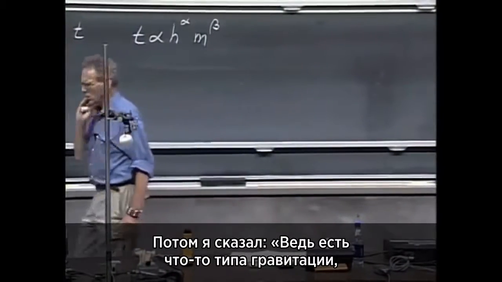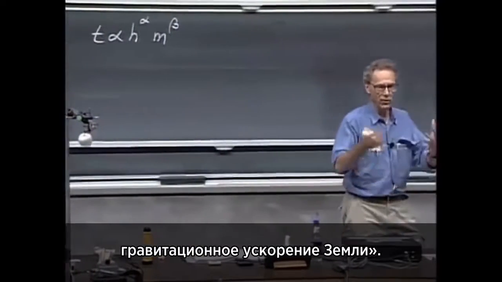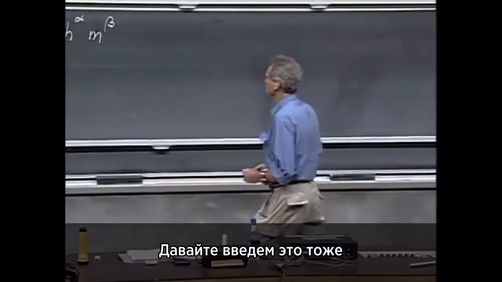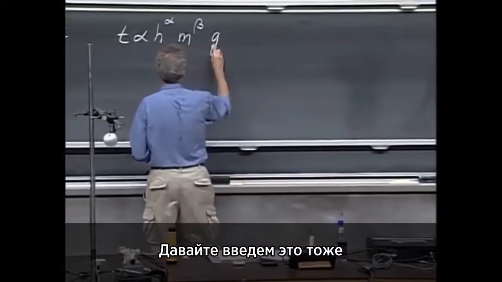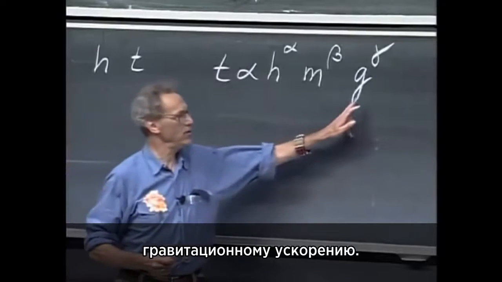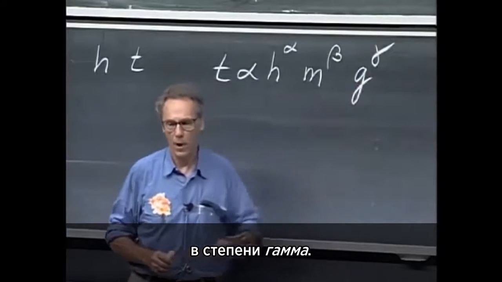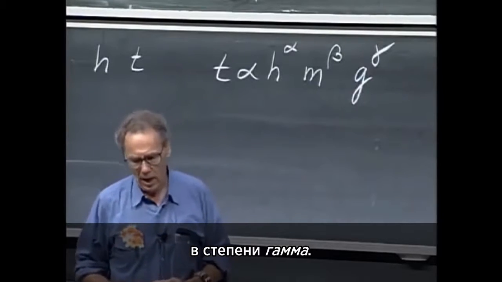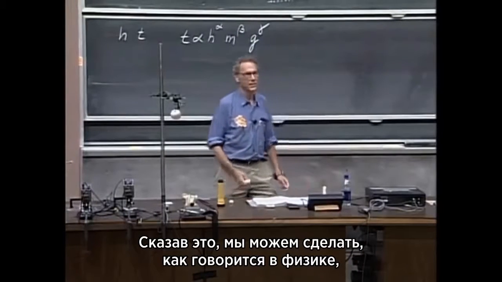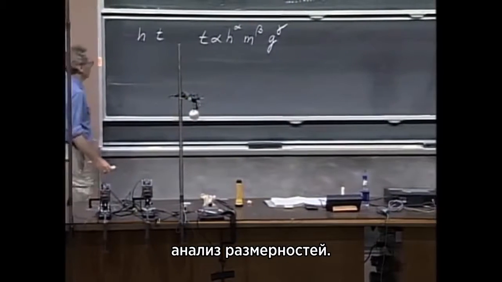And then I said, yeah, there is also something like gravity. There is the Earth's gravitational pull, the gravitational acceleration of the Earth. So let's introduce that too, and let's assume that that time is also proportional to the gravitational acceleration, which is an acceleration, we'll learn a lot more about that, to the power gamma. Having said this, we can now do what's called in physics a dimensional analysis.